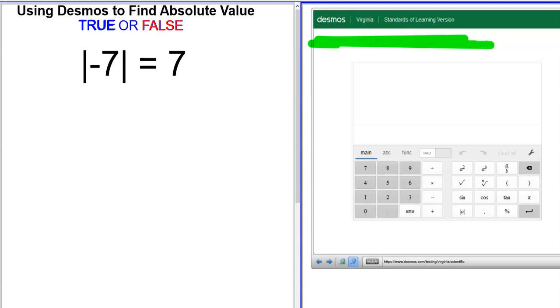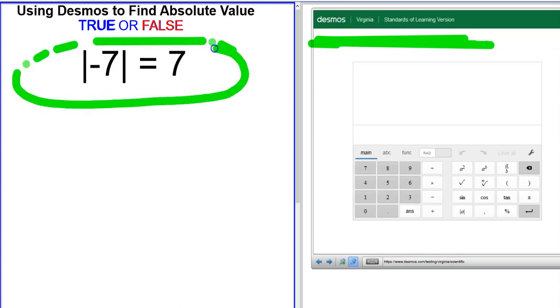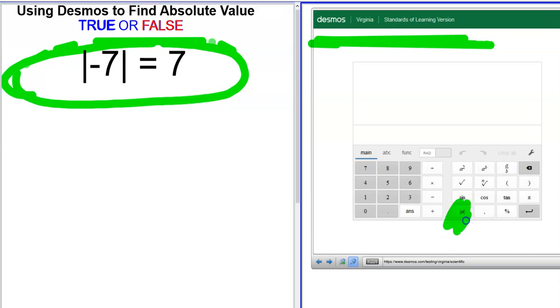Okay, so we're going to go ahead and start out with our first problem. Our first problem says we're trying to figure out if the absolute value of -7 is equal to +7. So we're going to go to our calculator, and down here, we have the absolute value key. So I want you to locate that key on your calculator. And now that you've found it, we're going to go ahead and try some problems with that key.